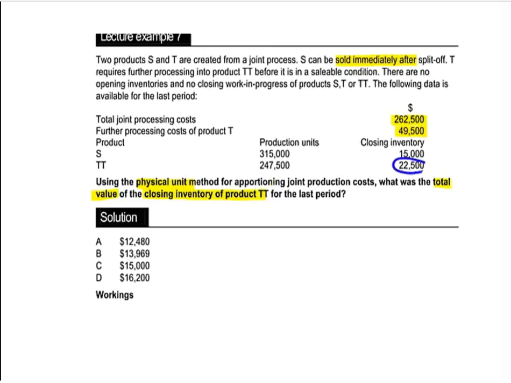So although we've got 22,500 units of closing inventory of TT, we need to base our calculations on the number of units that were produced.